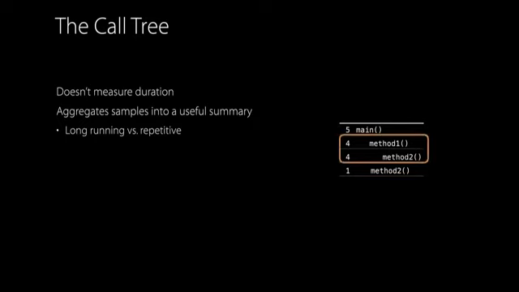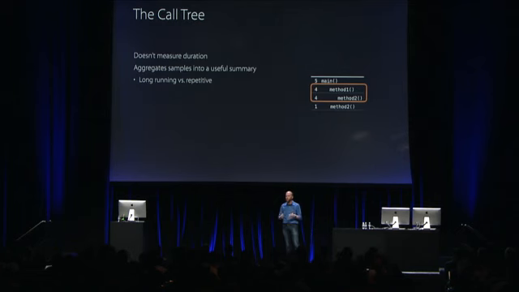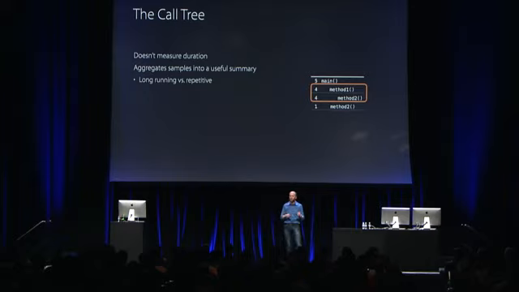We can actually see that in our call tree here. Method 1 and method 2 show up in the same number of samples. From Time Profiler's perspective, they incurred the same amount of work, but we know that method 1 was actually called twice and ran for longer. Method 2 was called 4 times and was much shorter.